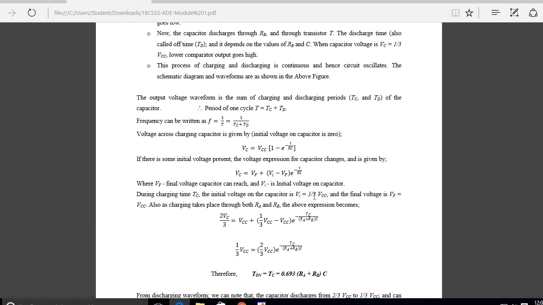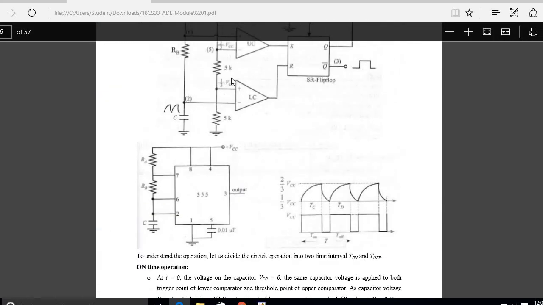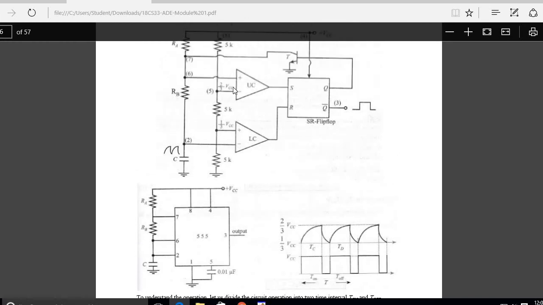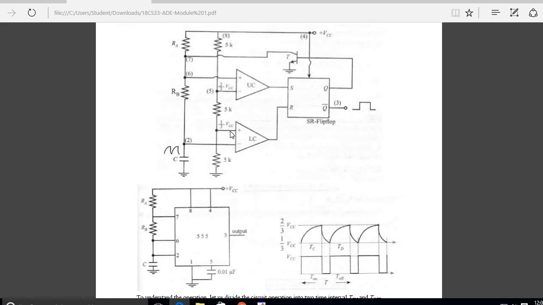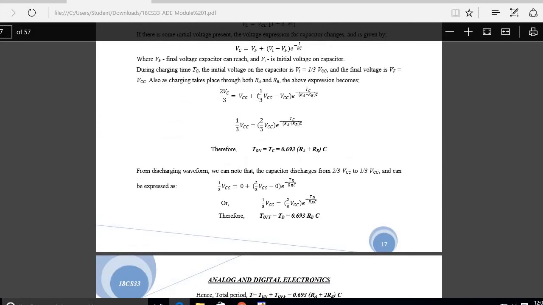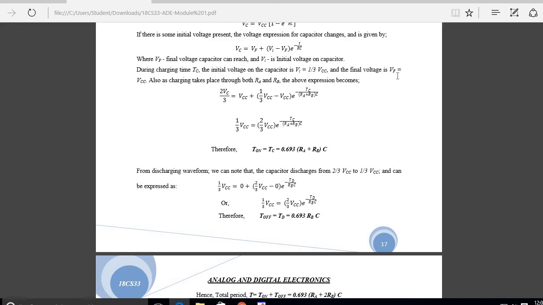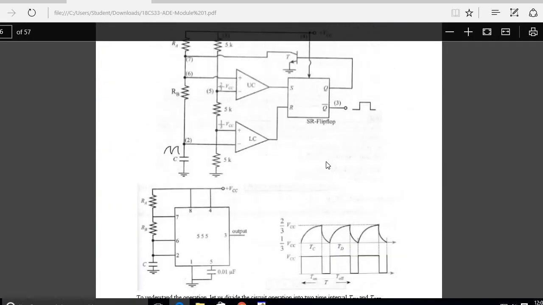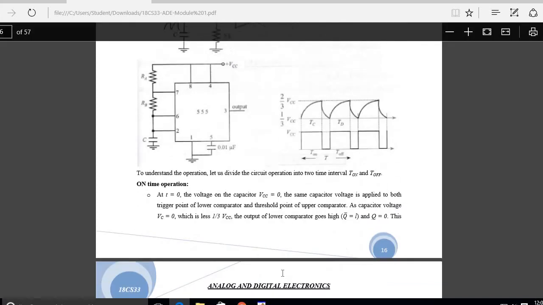We already know that 1 by 3 VCC is applied to the lower comparator, and 2 by 3 VCC is applied to the higher comparator. The starting voltage is always 1 by 3 VCC, and the threshold voltage is 2 by 3 VCC. So the initial voltage of the capacitor is 1 by 3 VCC, and the final voltage is VCC. After crossing 2 by 3 VCC, it will be reaching VCC.